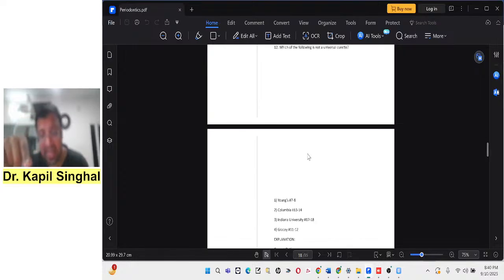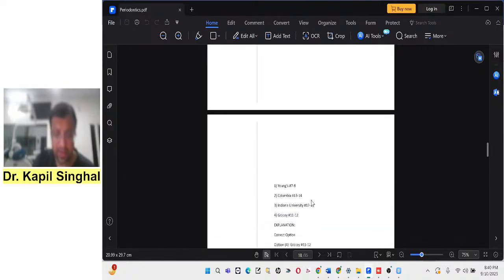Like Gracey 11/12 is used on the mesial surface of the posterior teeth. So the answer here would be 4, because this is not a universal curette. Okay.